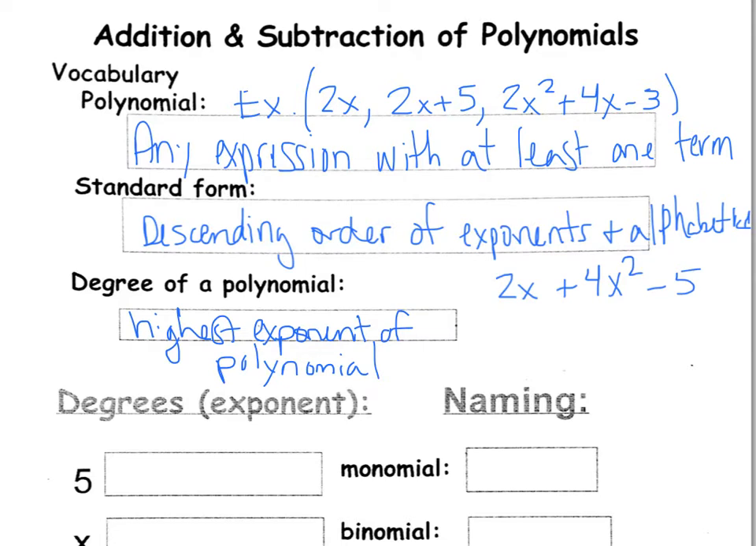So again, a polynomial is any expression with at least one term. These are all examples of polynomials, multiple terms. Even though this is one term, it's still a polynomial. When we write polynomials, they need to be in standard form, which has the highest exponent first, and then they go in descending order. So this is 2, 1, 0. The degree of the polynomial is whatever the highest exponent of that polynomial is. We'll get into more of that in a minute.